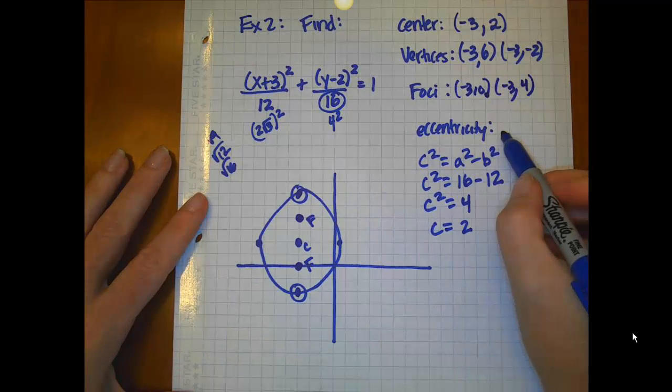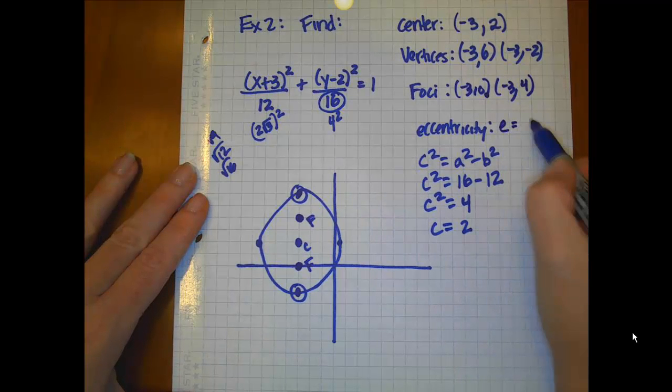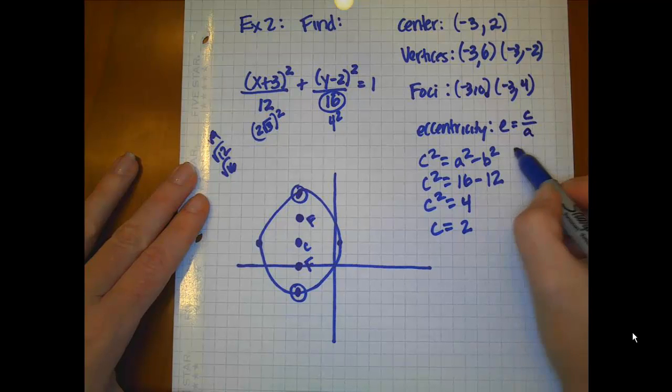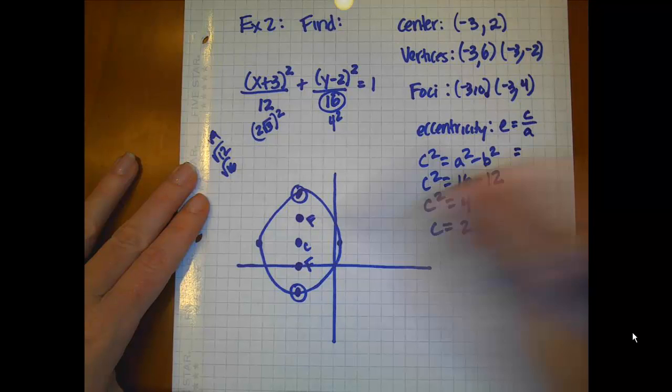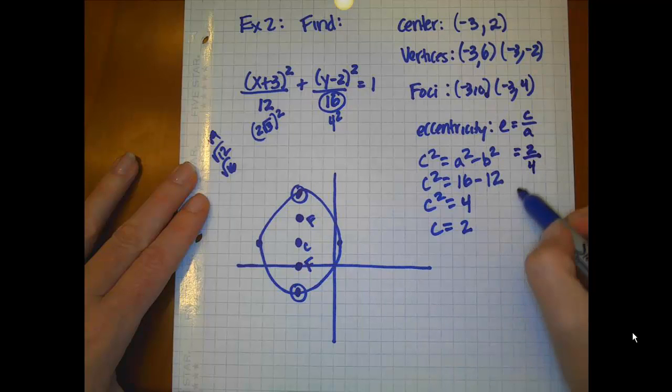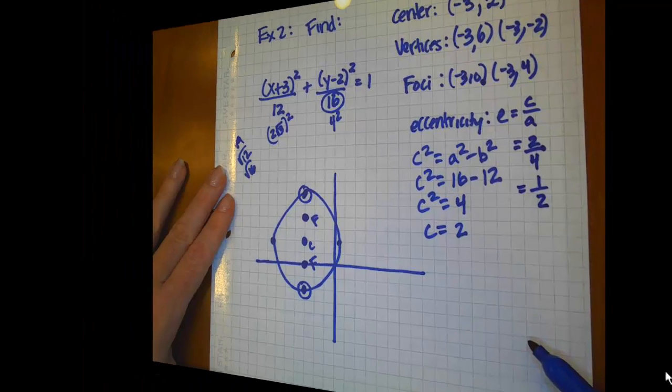My eccentricity is a ratio of the distance of your foci over the distance of your vertex. So in this case, the distance of each of my foci is 2 units, and the distance from the center to a vertex is 4. So the eccentricity, or the measure of ovalness, is 1/2.